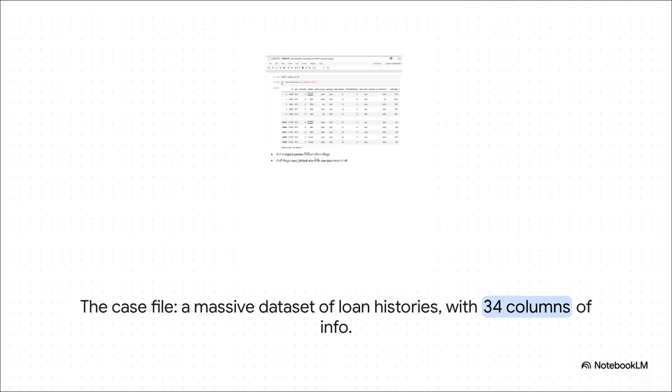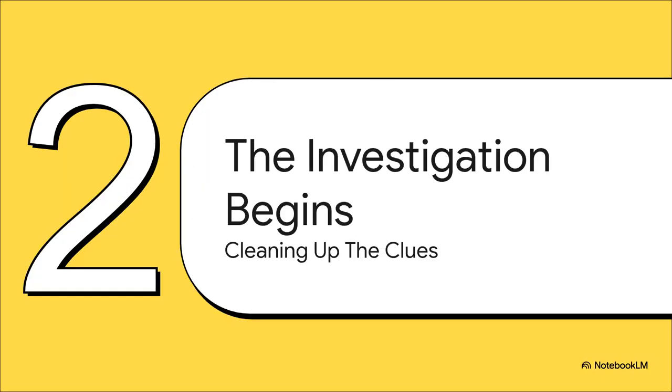So this is it. This is our evidence. You're looking at a snapshot of the raw data. And for every single one of those, nearly 150,000 applications, we have 34 different columns of information. We're talking everything from income to what kind of loan it was to their credit history. This is ground zero.